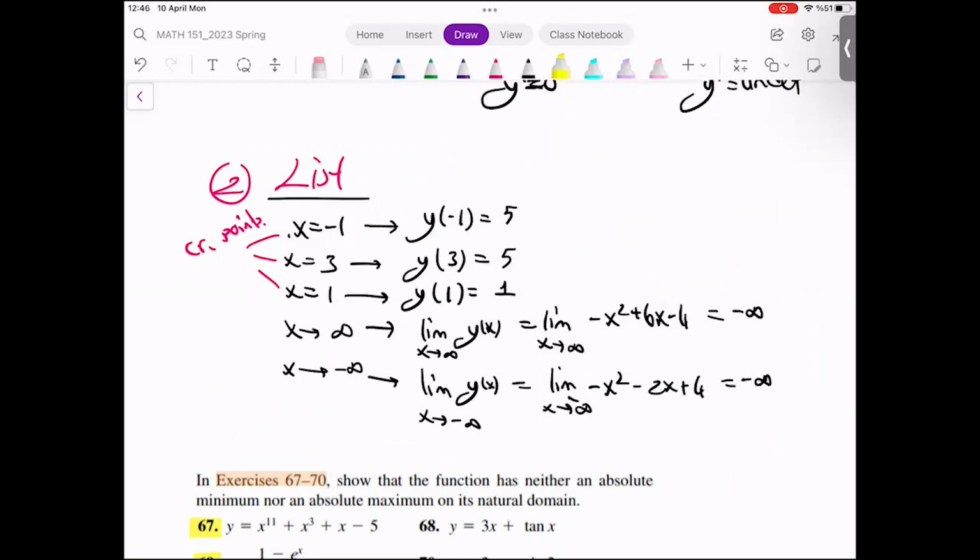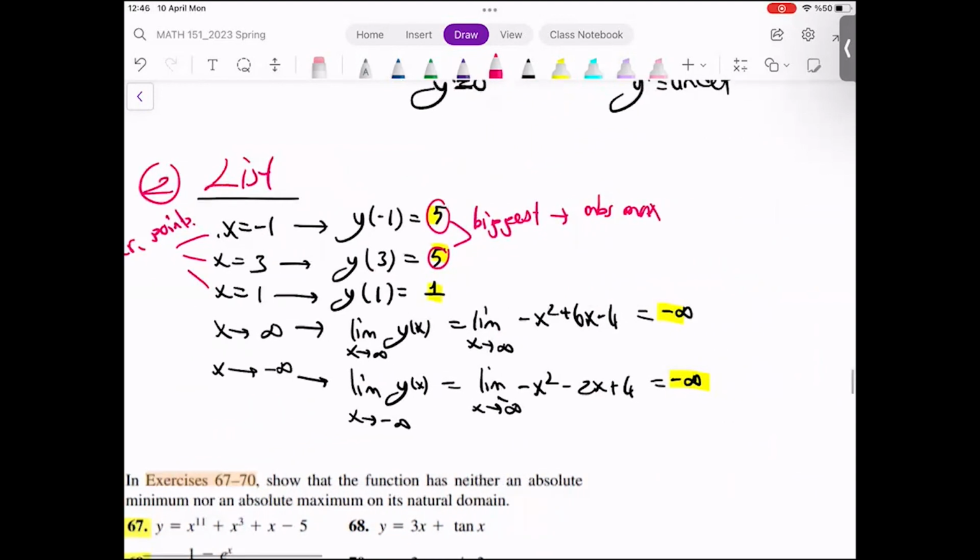So, among all those numbers, what is the biggest? What is the smallest? I think the biggest one is here, so I can name it as absolute max. There's an absolute maximum value of this function. Is there an absolute min? Since minus infinity can never be attained, you will say that there is no absolute minimum value.